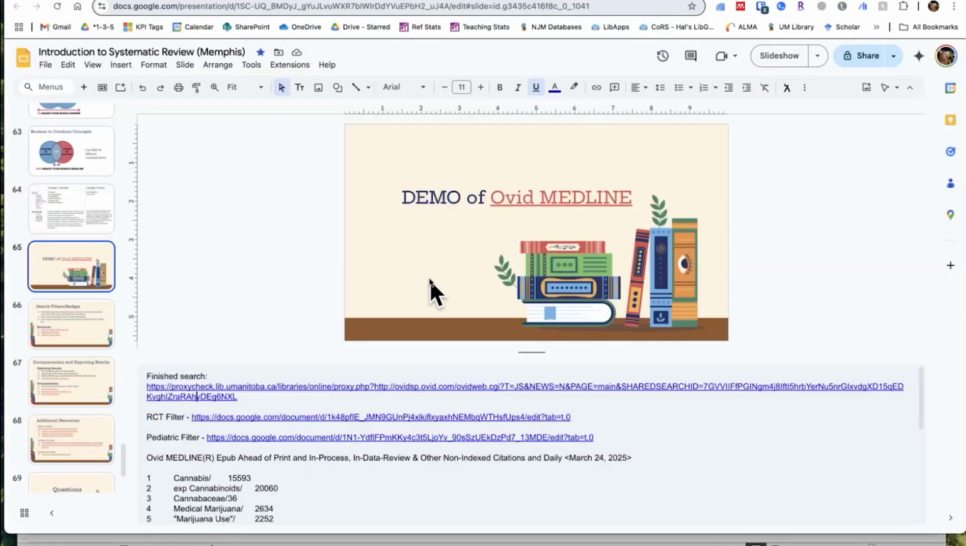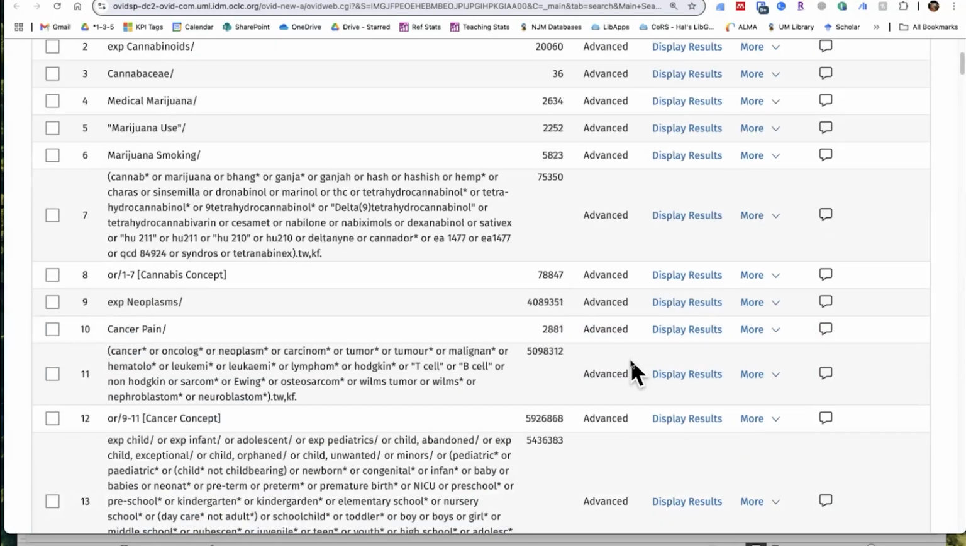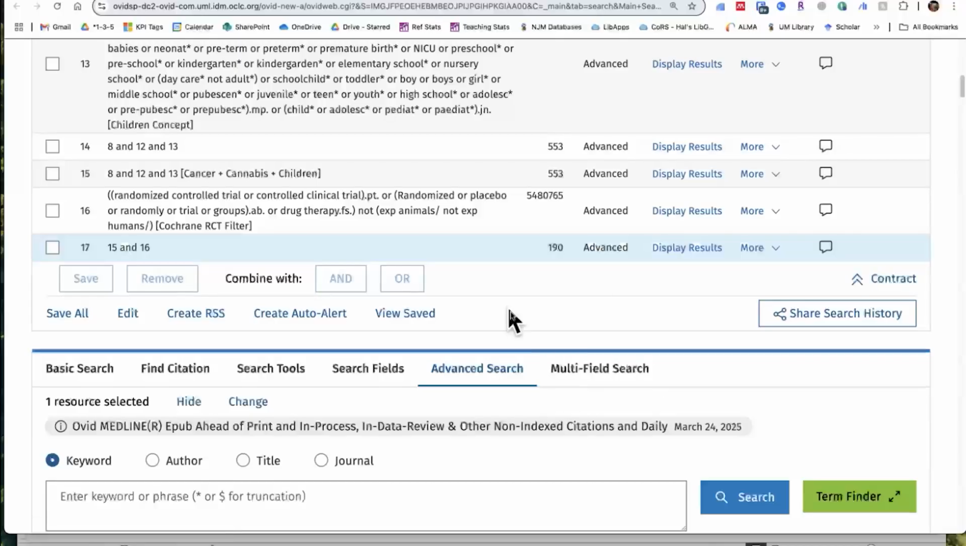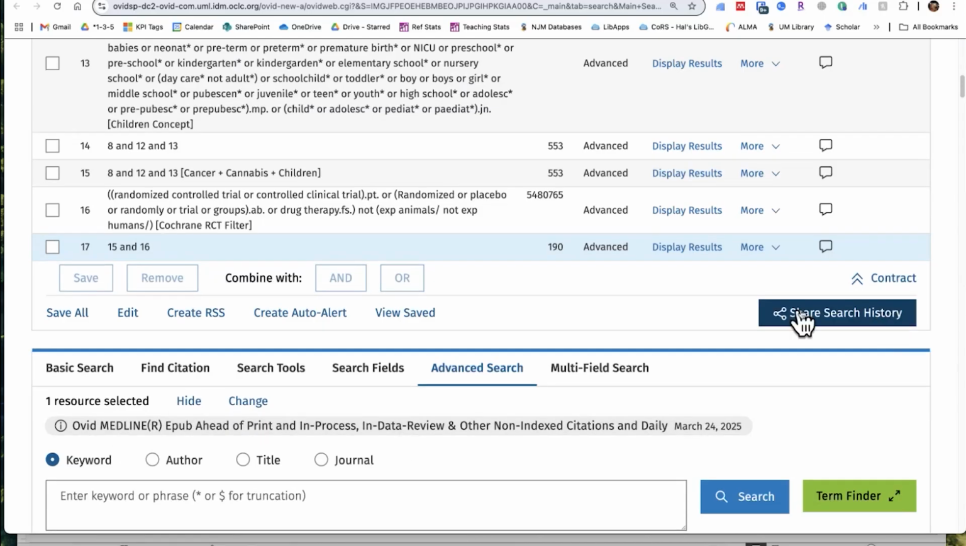Oh, and then what else was I going to show here? Yes, okay. When you get to the documentation part and you want to save your results, for any of these Ovid databases, so that would include PsycInfo, which you also have, you want to click this button right here, Share Search History.